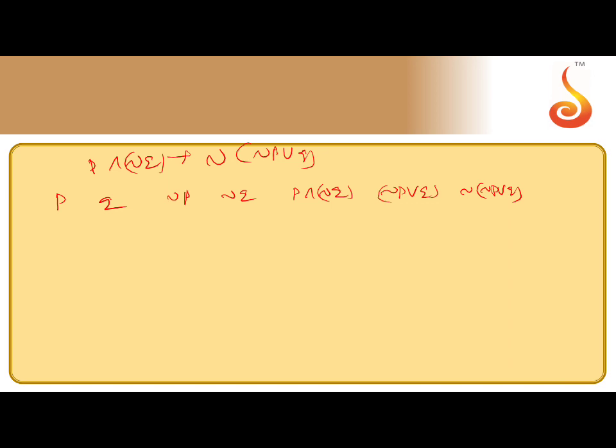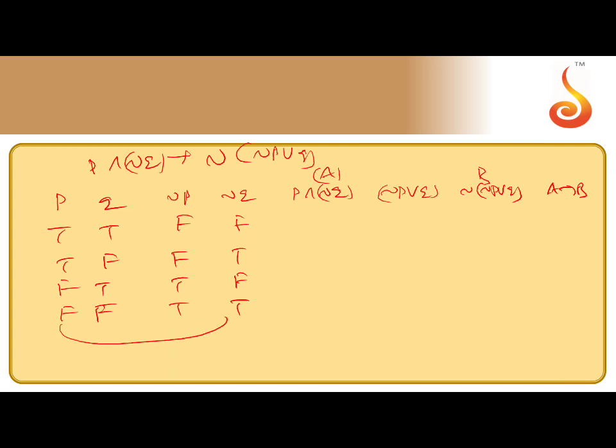And what do you want here? This implies this. You can take this as A and this as B. So you want, last, A implies B. So T, T, T, F, F, T, F, F. Negation of P means F, F, T, T. Negation of Q means F, T, F, T. So P and negation of Q: both are true, otherwise false. TF gives F. TT gives T. FF gives F. FT gives F.